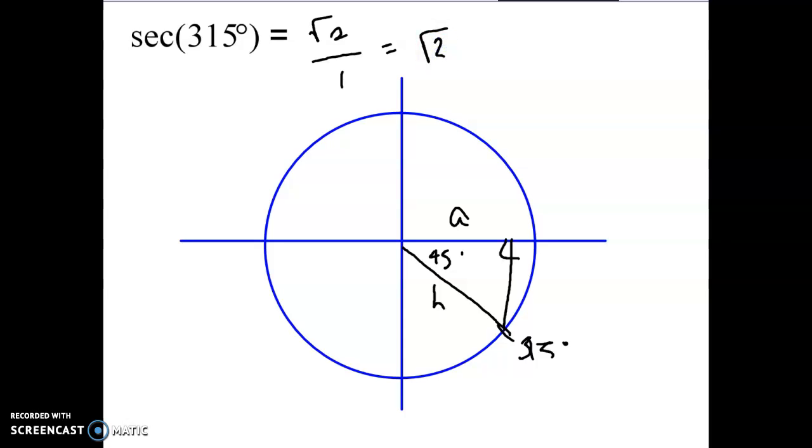Square root of 2. Okay, so now we need to figure out whether it should be positive or negative. So, all students take calculus. C for calculus in the fourth quadrant. C goes with cosine. Cosine is the reciprocal of secant. So if cosine is positive, secant is also positive. Therefore, positive square root of 2 turns out to be my final answer.